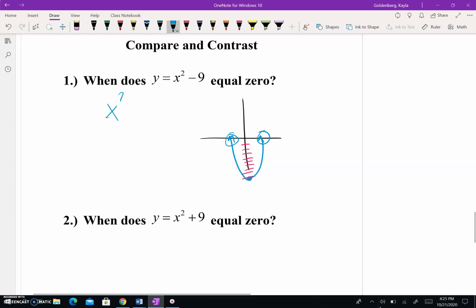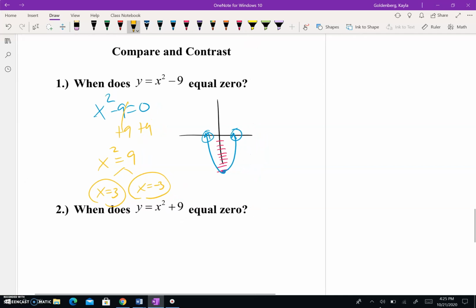So let's see, when does x squared minus 9 equal 0? I'm going to use my squaring ideas and add 9. And x squared is equal to 9. So either x is 3 or x is -3, right? 3 times 3 is 9, -3 times -3 is 9.